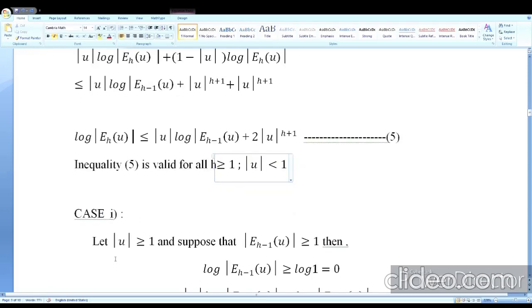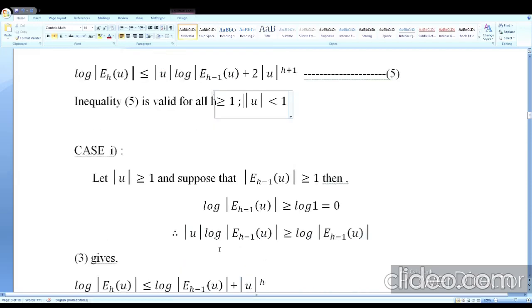Now let us take modulus of u greater than or equal to 1. And suppose that modulus of E_(h minus 1) of u is greater than or equal to 1. Then we take log on this inequality. We get log modulus of E_(h minus 1) of u is greater than or equal to log 1, and we know the value of log 1 is 0. That is, modulus of u into log E_(h minus 1) of u is greater than or equal to log E_(h minus 1) of u, because mod u is greater than 1.